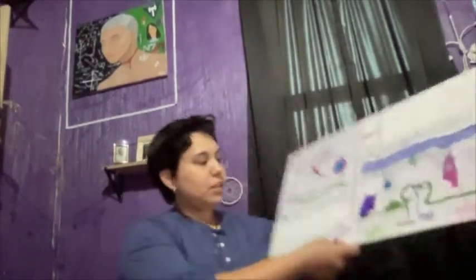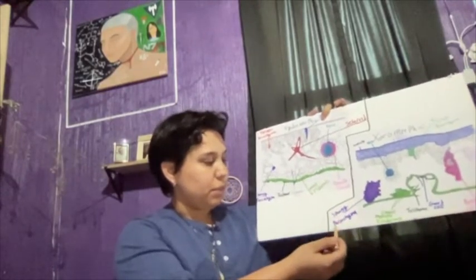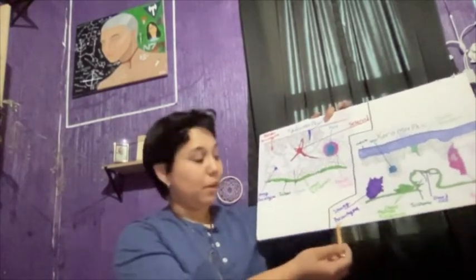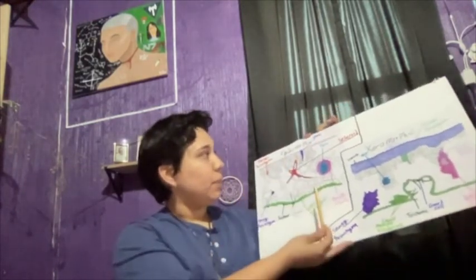And similarities, they both have bundle sheaths. They both have spongy parenchyma. They both have palisade parenchyma. They both have stoma.